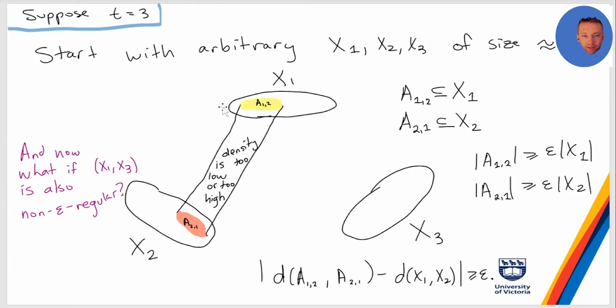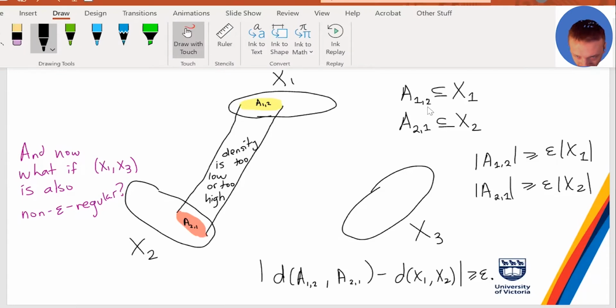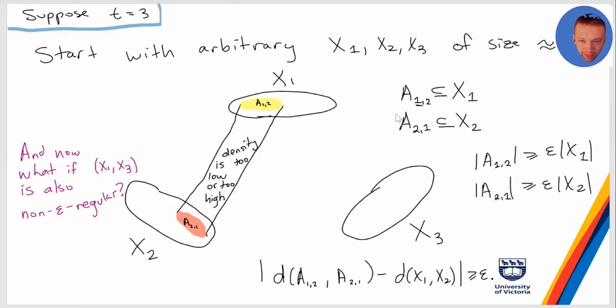So I'm going to say there's a set A1,2. The 1 and the 2 here correspond to the fact that we're looking between the pair X1, X2. The 1 comes first because I'm taking a subset of X1. So that's me explaining the notation. Anyway, there's a set A1,2 here, and A2,1 here. The density between them is too low or too high.